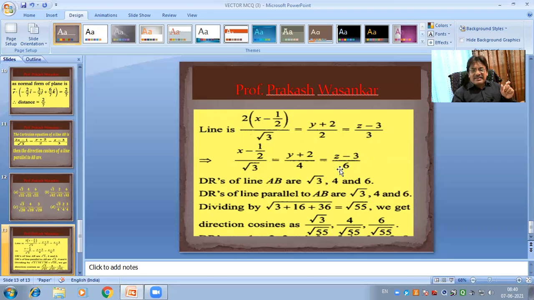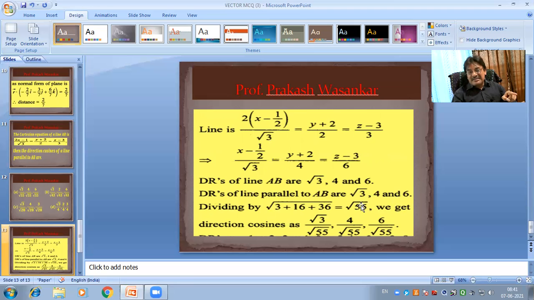Therefore the DRs of the line AB are root 3, 4, 6. Therefore, the DRs of the line parallel to line AB are also root 3, 4, 6. So the DRs of the line parallel to AB are root 3, 4 and 6. Then we find the DCs of the line parallel to AB.